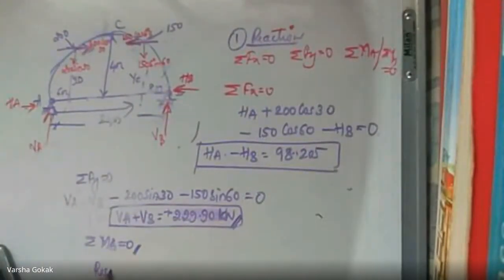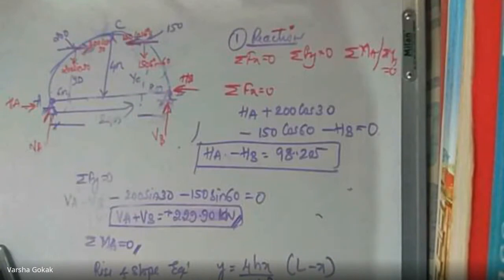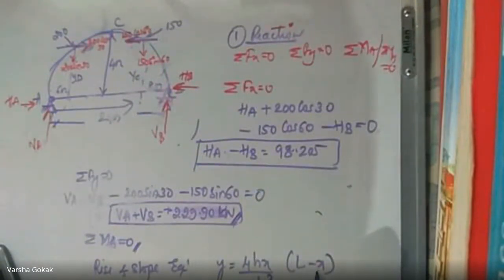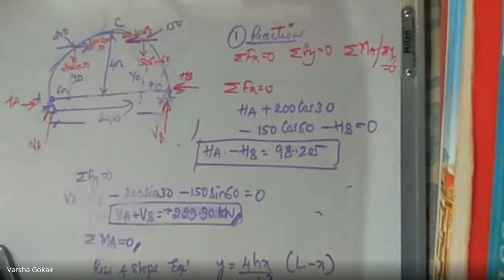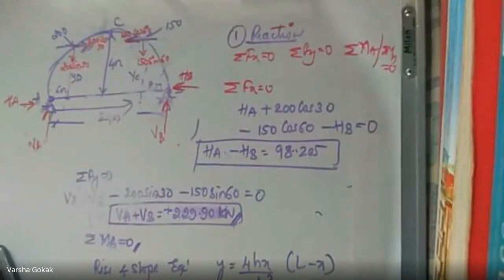So what is the rise and slope equation? Y equal to 4hx divided by L square into L minus x. Correct? Where at a particular x distance, I will get the y value. So when I'm talking at D, it is YD, at D the x value is going to be how much? This is your x value. It is 6 meters. Therefore, YD equal to 4, h is also 4, x is 6, divided by L, 24 square, into 24 minus 6. You get the value of YD. Please get me the value of YD.